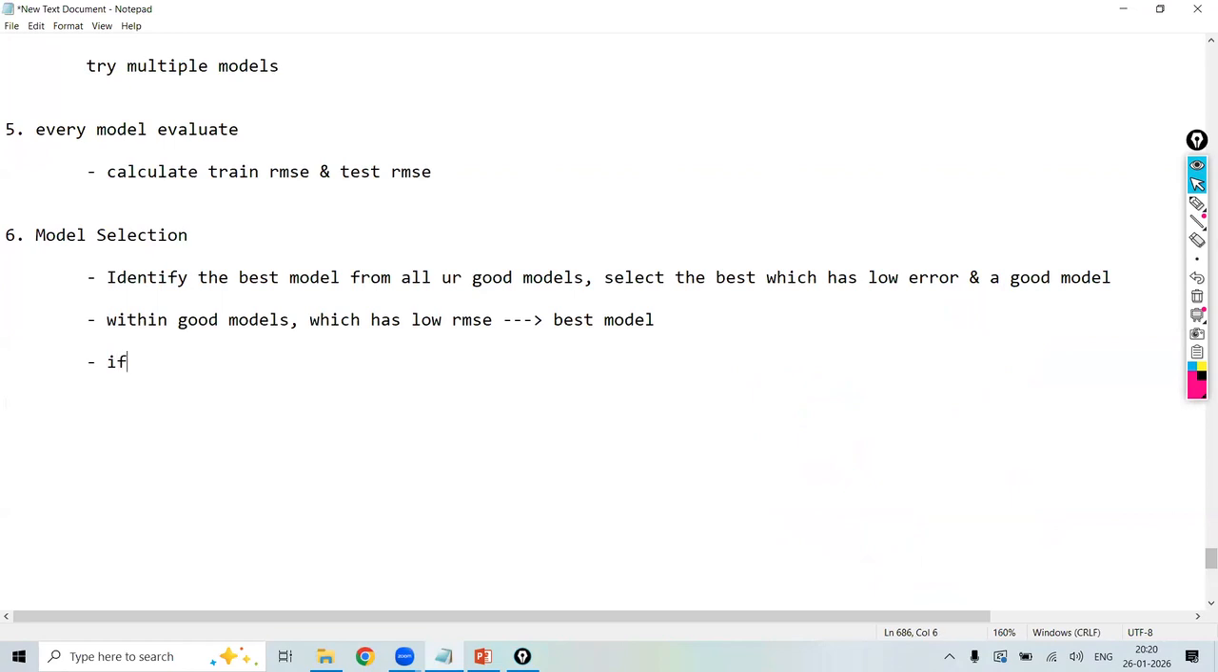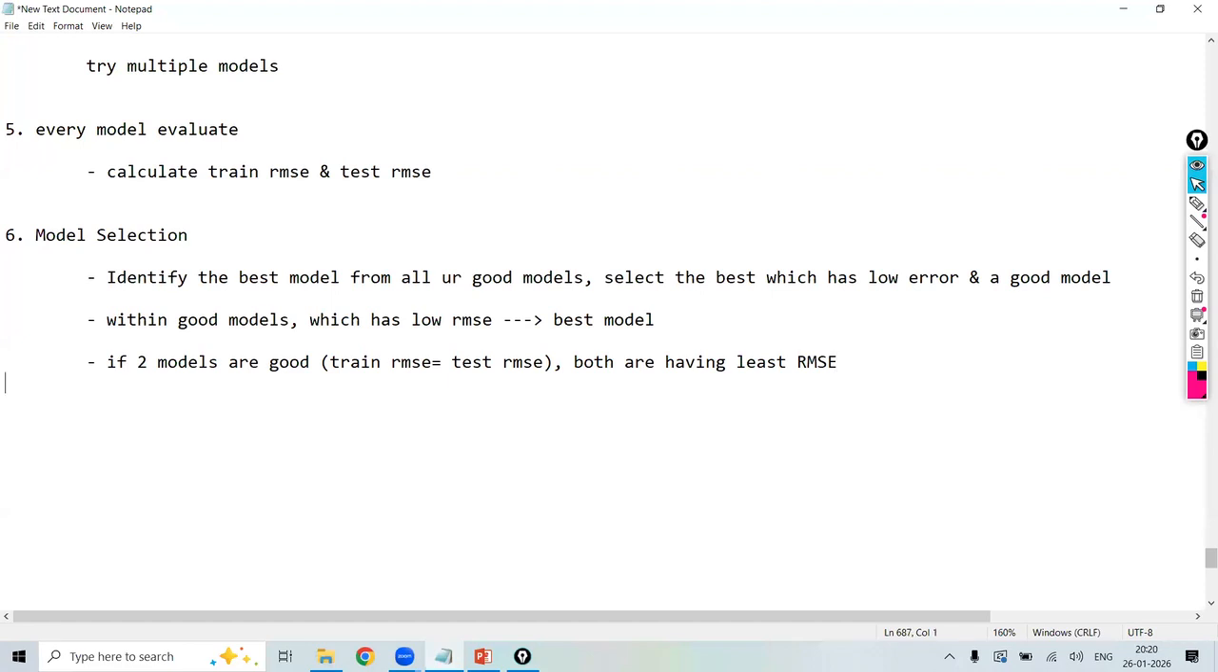Sir, if two models are good at the same time, good means train and test are the same. Train RMSE is equal to test RMSE. Two models are there, good models. Two models are good, and at the same time both of them are having the least RMSE.